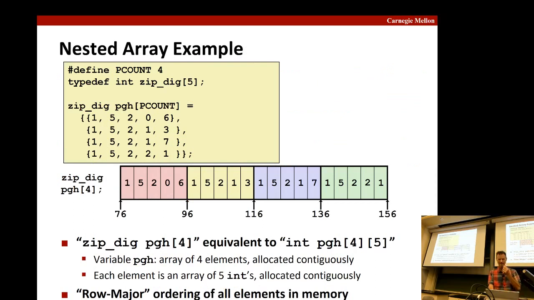Let's look at this example. Suppose we take our one-dimensional zip dig and create an array of those of size 4. The effect of that is a two-dimensional array, and it looks like this. We've arbitrarily decided this starts at 76, and then it's laid out consecutively. Each of these, as we know, takes 20 bytes, and therefore the 4 of them take 80 bytes, and that's how we end up with 156.